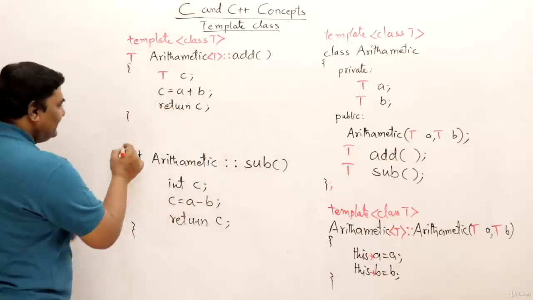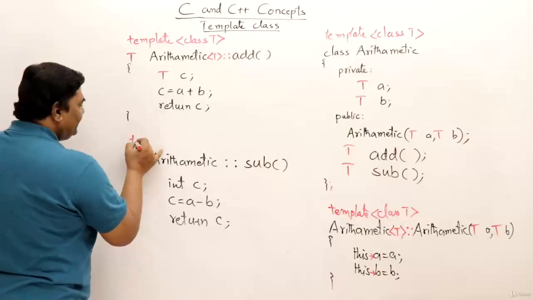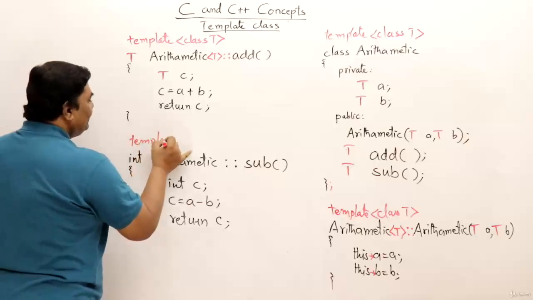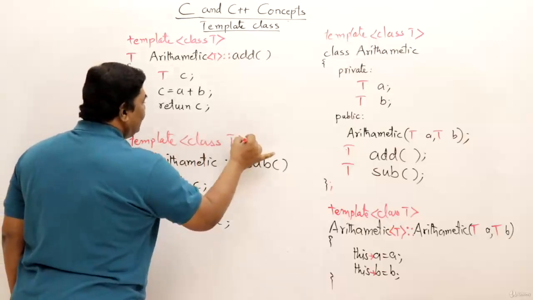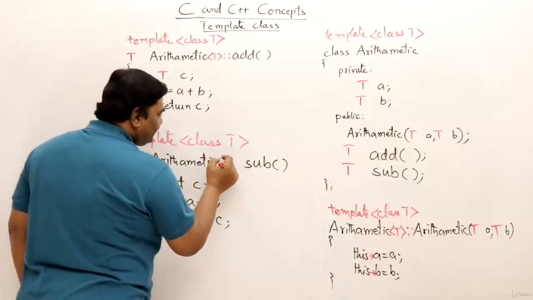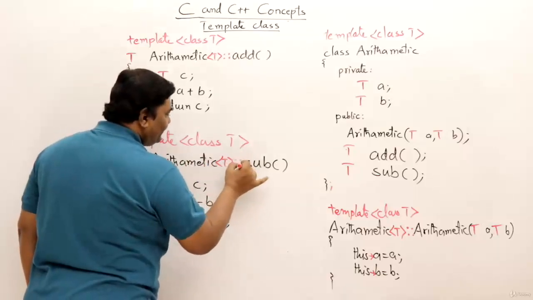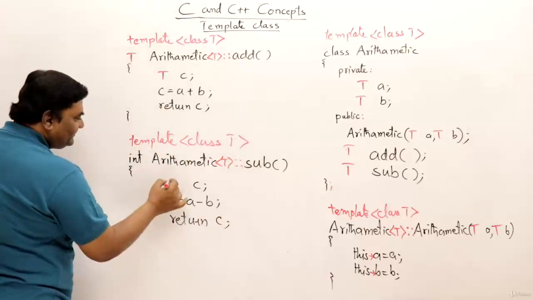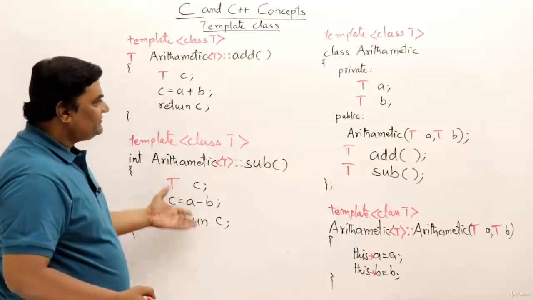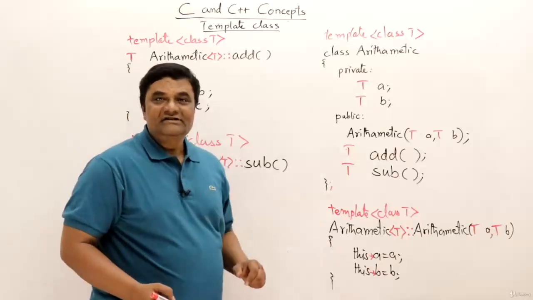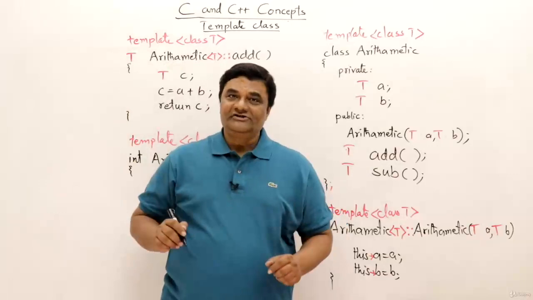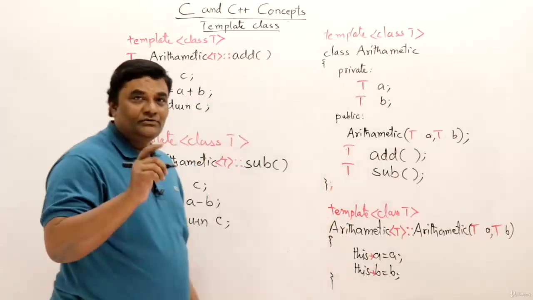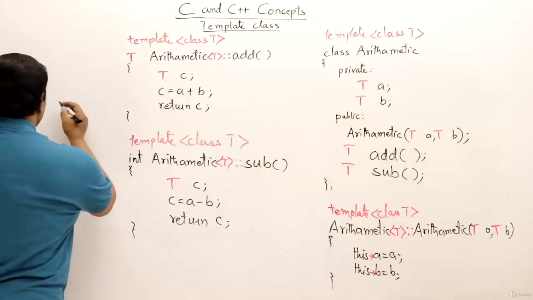Now, this ends. Again, for this, I should write down a template class T. Then here, for the class, I should write T here and scope resolution. And this also I should change. So that's all. This class has changed to a template class. Now I will write the main function. I will use this template class. So just let us write a main function.